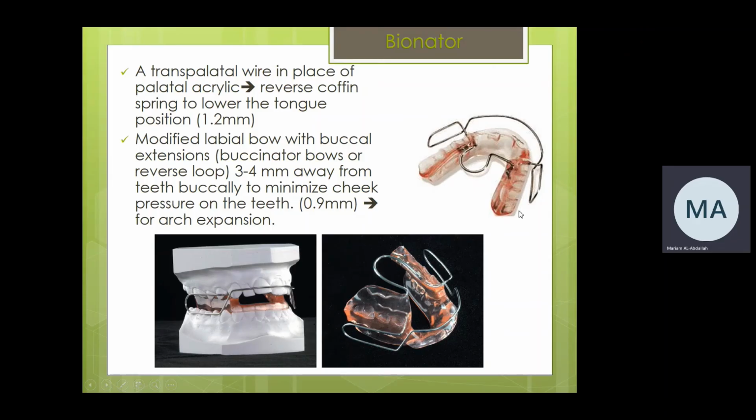Okay, these modifications of the labial bow are called buccinator bows, and the idea of the buccinator bows is to push the cheeks, the buccinator muscle, 3 to 4 millimeters away from the teeth. And the idea or the theory behind this is that we eliminate the effect of the cheeks on the buccal segment, and we expect, therefore, some spontaneous, passive expansion of the buccal segment.